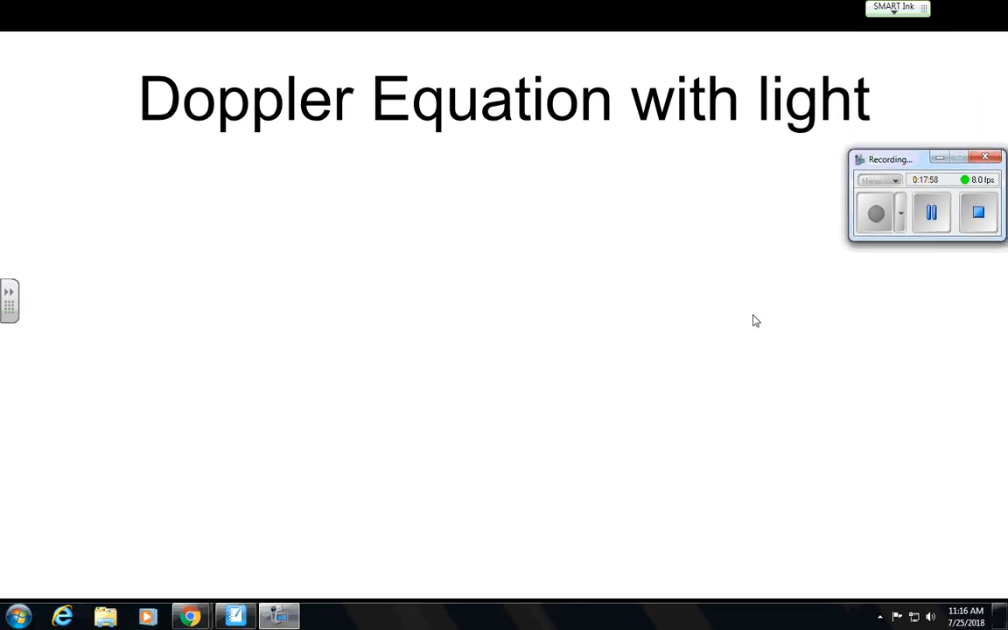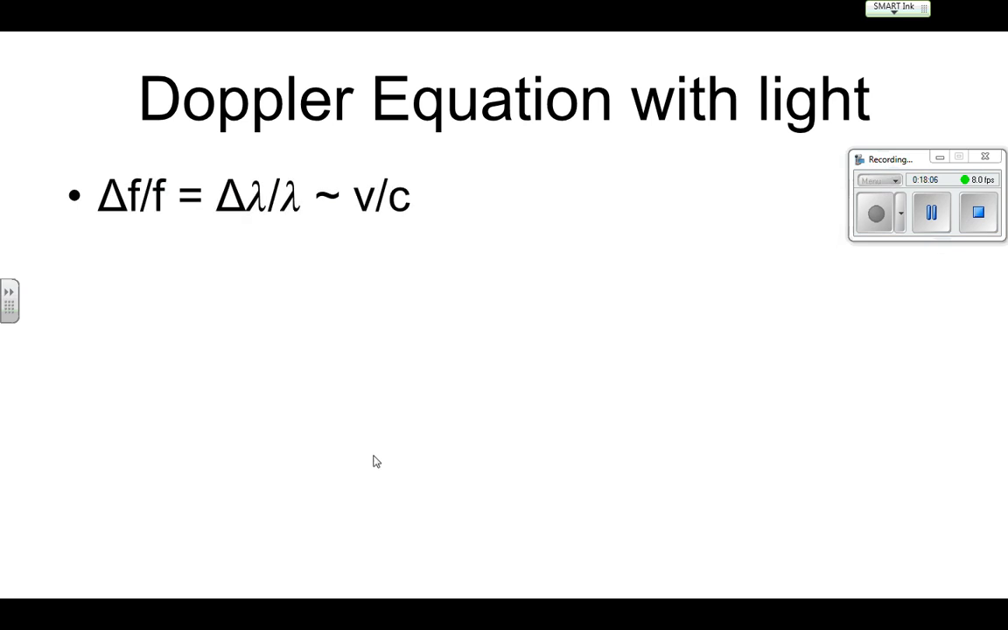So let's talk about the Doppler effect and the equation when we are talking about light. Since light moves so much faster, we can actually simplify the equation quite a bit, and you'll end up looking at something kind of like this. When you observe light, the change in frequency of the light divided by the frequency if it were stationary, okay, that ratio is equal to the same ratio for wavelengths, which is approximately equal to the speed of the relative motion of the source and the observer divided by the speed of light.